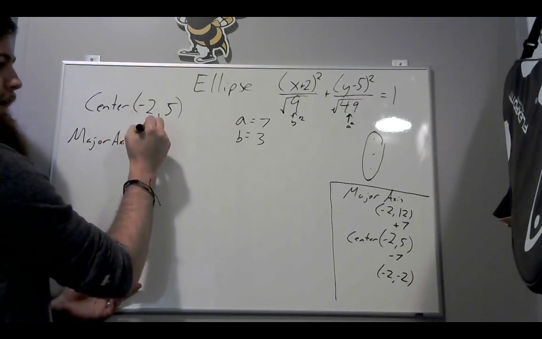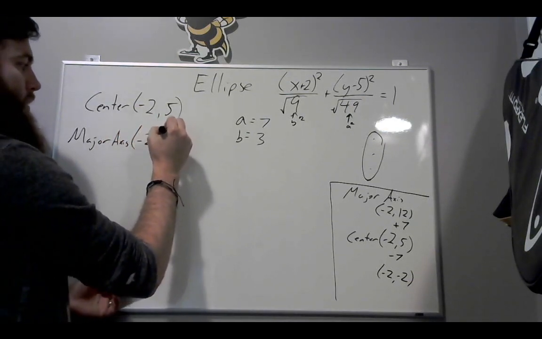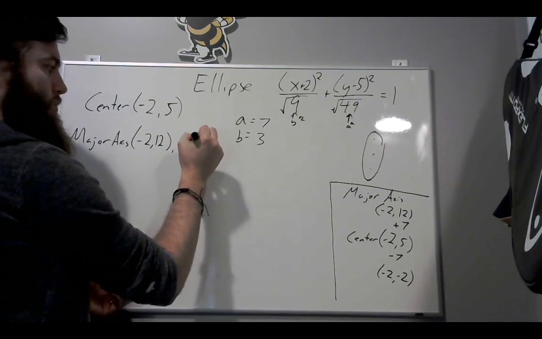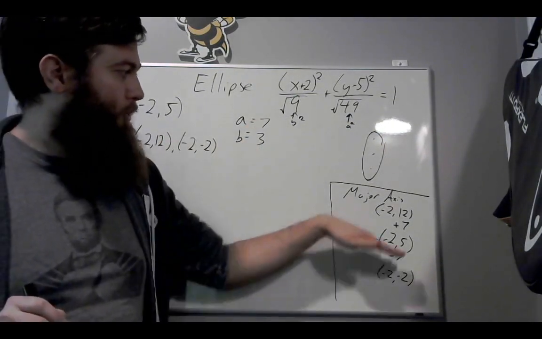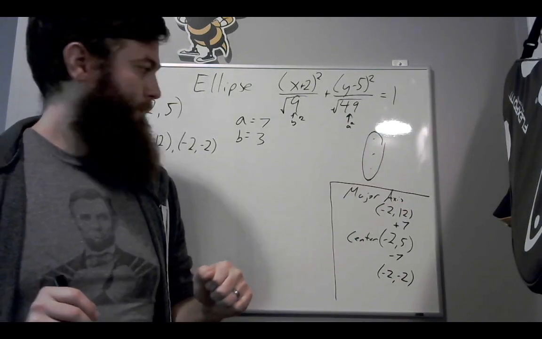We have one at (-2, 12), and we have one at (-2, -2). Again, I was using my a value to go up and down that distance.